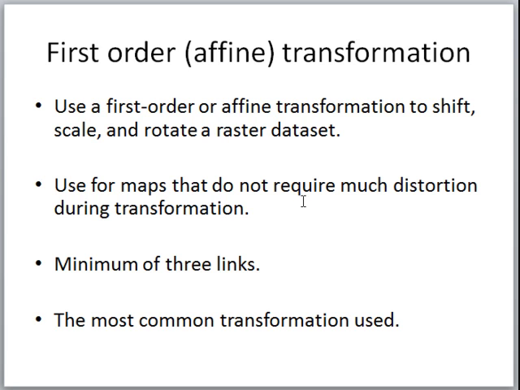In our example with Bent Creek, we're going to be working with georeferencing a 1 to 24,000 topo map. So that topo map represents the real world well. It doesn't require a lot of stretching, and you just really need to move it and rotate it and put it where it is.